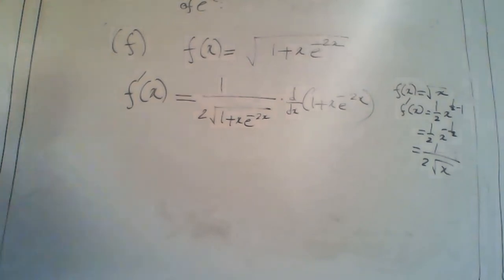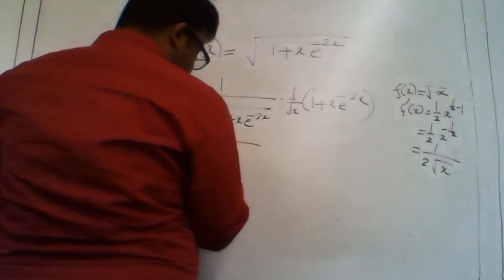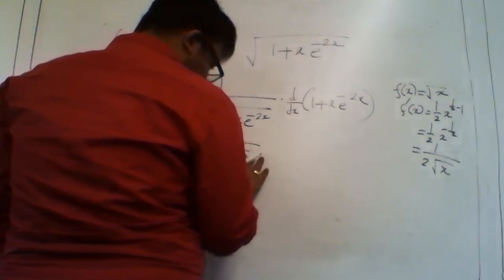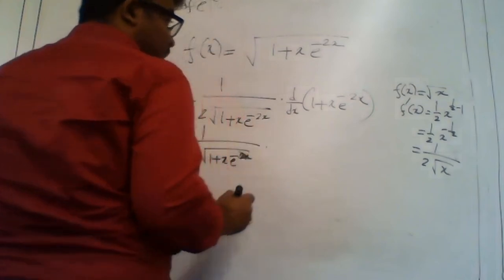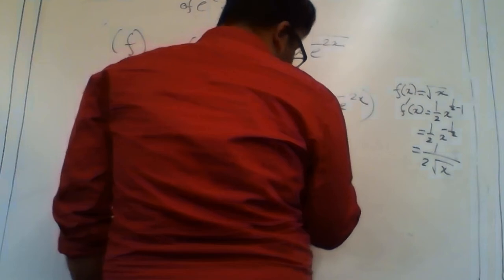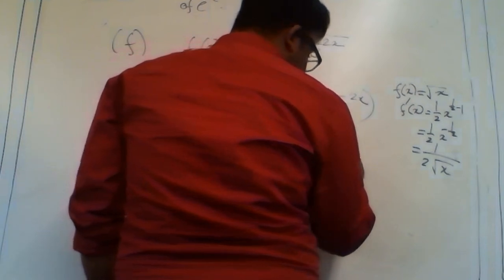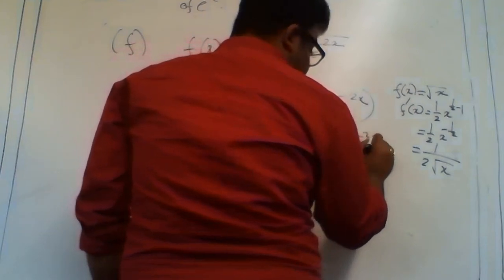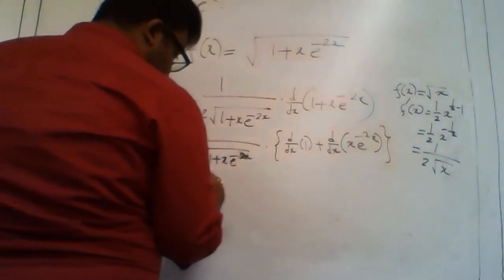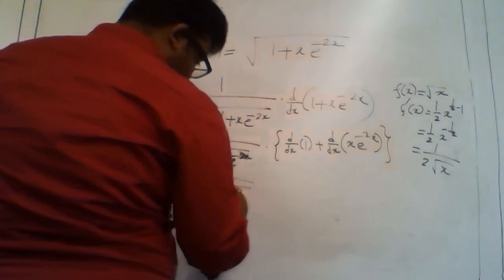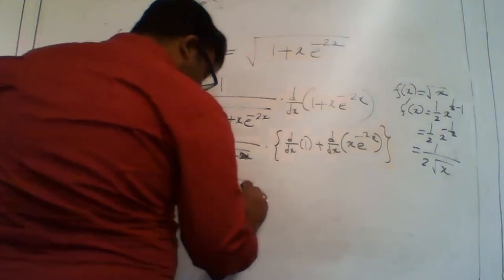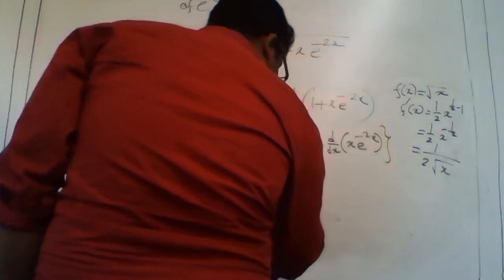Now this is equal to 1 by 2 square root of (1 plus x e to the power minus 2x) times d/dx of 1, which is 0, plus d/dx of x e to the power minus 2x. Right? Now d/dx of 1 is 0.